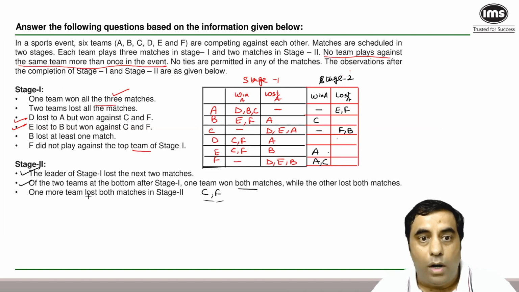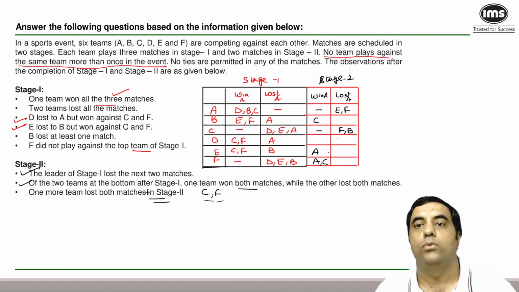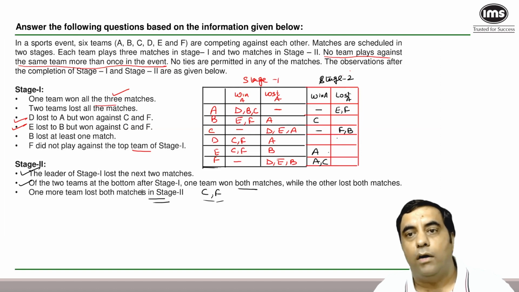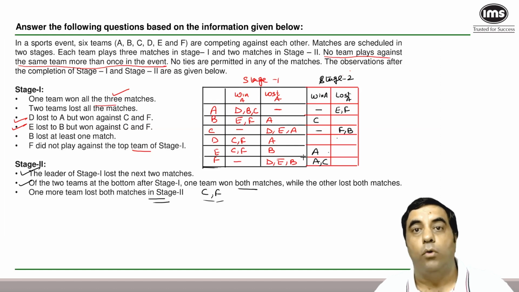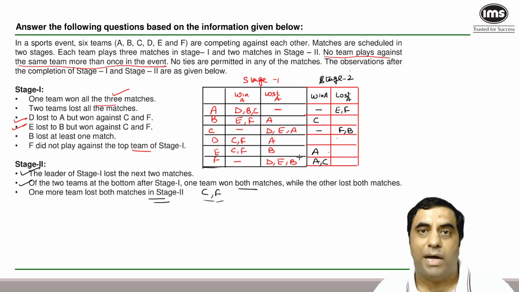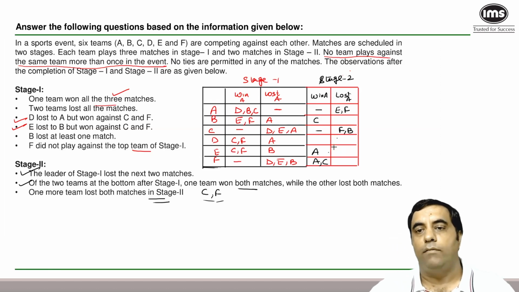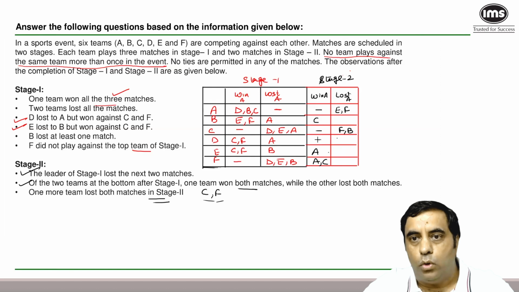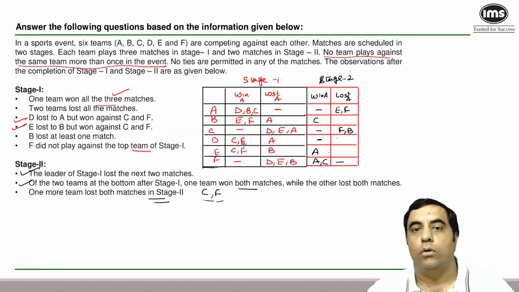Right now, one more team lost both the matches in stage 2. Apart from the topper and one out of C and F, one more team lost both the matches. Now B cannot be that team because B has already won one match. Similarly, E cannot be that team. So the only team left that has to lose all the matches in stage 2 is D, and thereby we can say D also lost both the matches in stage 2. Now, D has already played against A, C, and F.